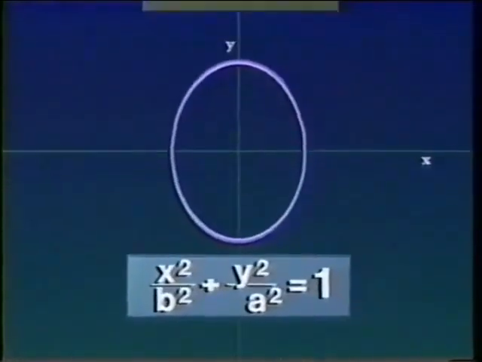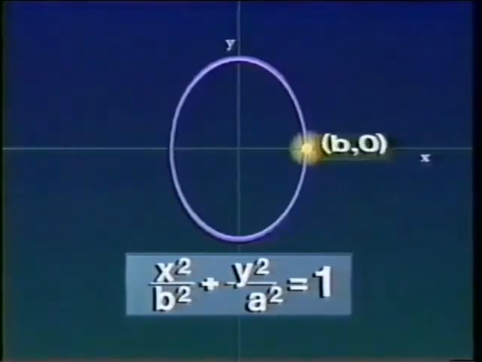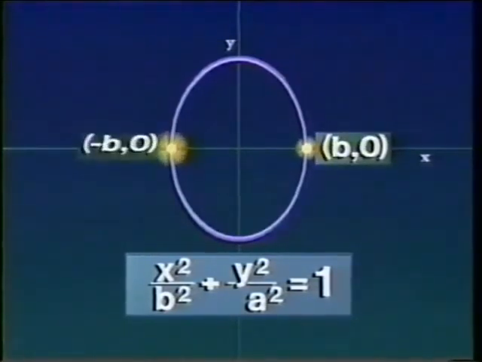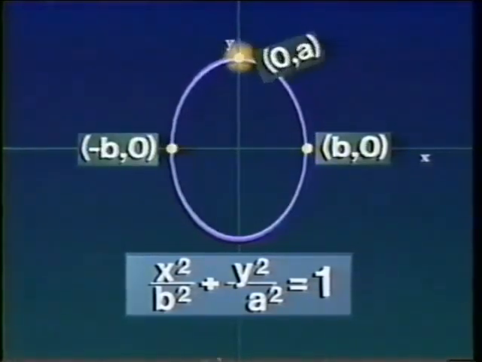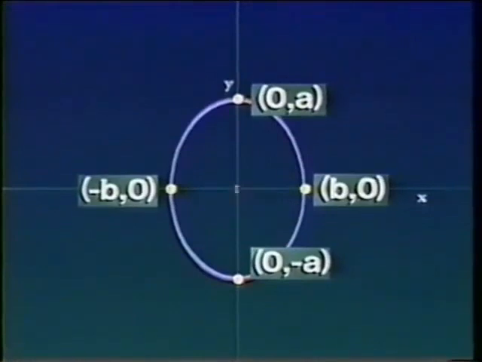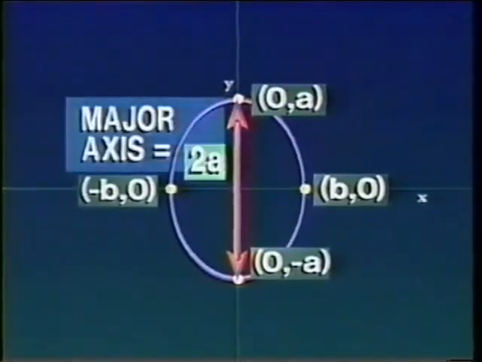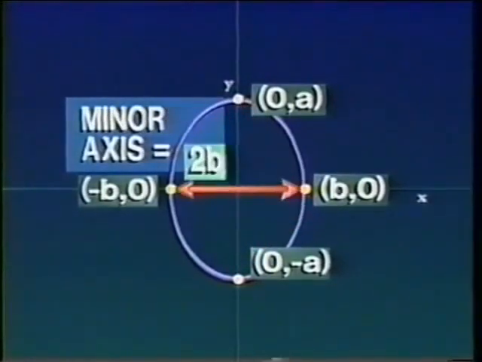Examining the graph of this general equation reveals some characteristics of the ellipse. The x-intercepts are b and negative b. The y-intercepts are a and negative a. In this case, the length 2a is known as the major axis of the ellipse, and 2b is the minor axis.